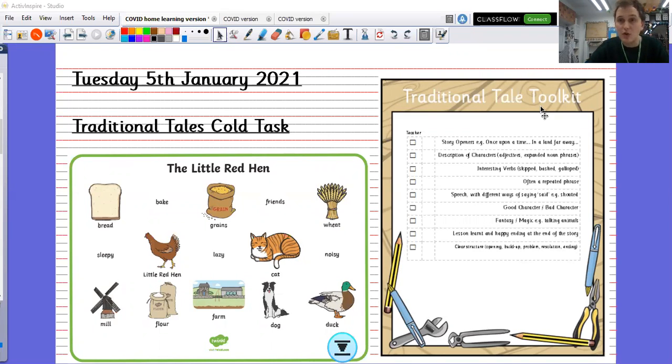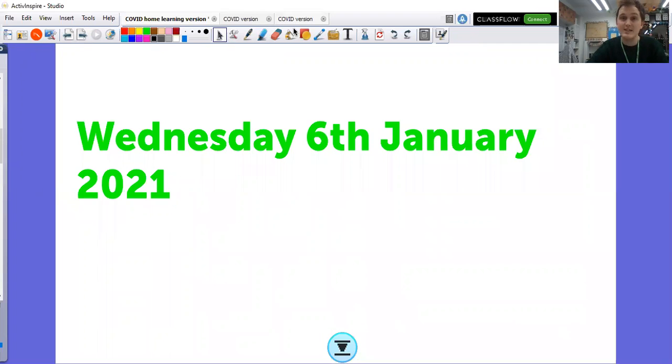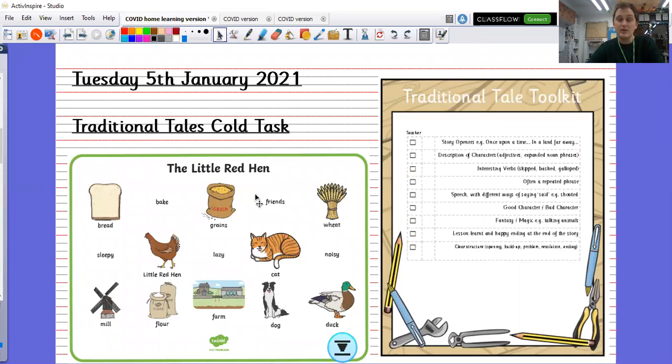And on this side, you've got our toolkit. Now, usually we'd go through our toolkit and we would talk about the key features. So maybe have a look through this toolkit as well to help you. Okay, that is the end of our English lesson today. So once you've written your story, remember to read through it. Remember to check for the always success criteria, the things that we always look for, our capital letters, our finger spaces, our full stops, and using our lovely phonics.